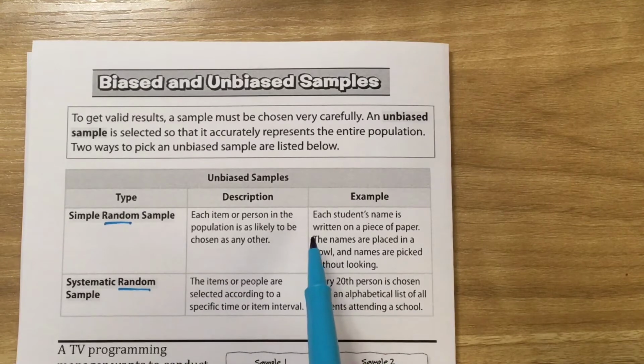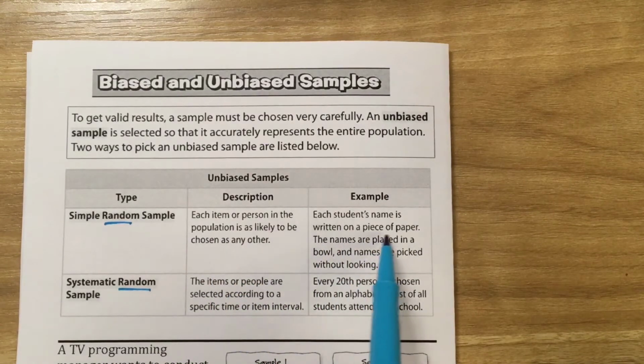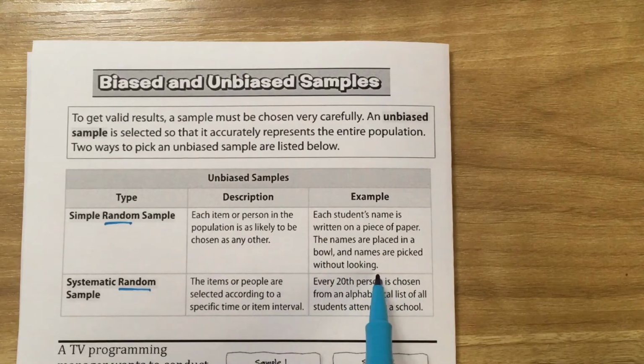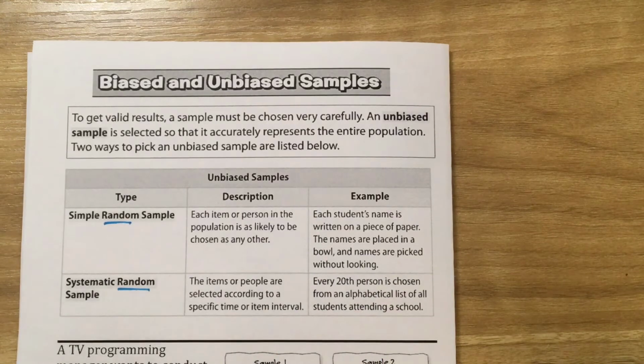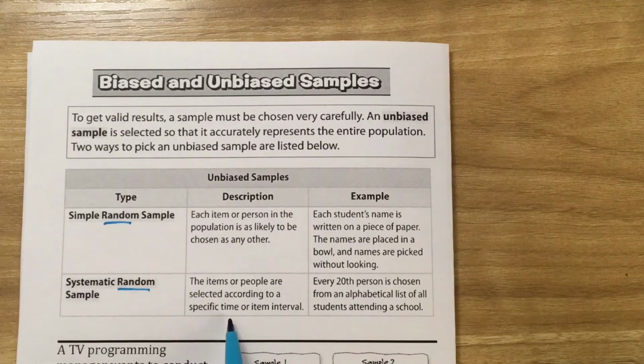However, so that we know what we're looking at, the simple random sample is like writing everybody's name on a piece of paper in a class, putting it in a bowl, and picking without looking. So it's as likely to choose one name out of that hat or bowl as any other. The systematic random sample is where you're picking people according to a specific time or interval. Like, for instance, here that every 20th person is chosen from an alphabetical list of all the students attending a school.